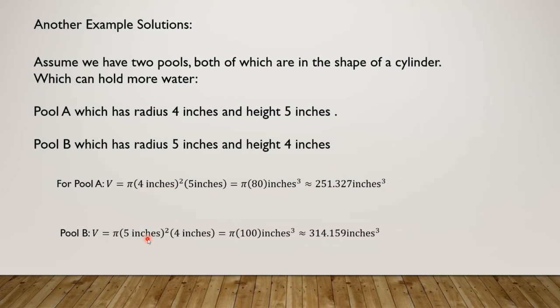So now for the second pool, the radius is now 5 inches. The height is 4 inches, okay? So now we're going to have pi times 5 squared inches times 4 inches. You have 5 squared, which is 25, times 4, which is pi times 100 cubic inches. And if you do 100 times pi, this is what you get. So these are the numbers that you should get.